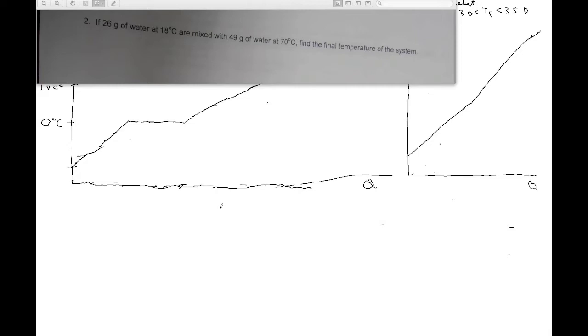If 26 grams of water at 18 degrees C are mixed with 49 grams of water at 70 degrees C, find the final temperature of the system. Okay, well, they're looking for TF, the final temperature.